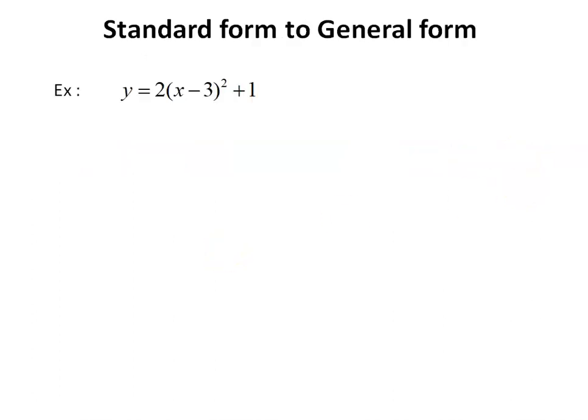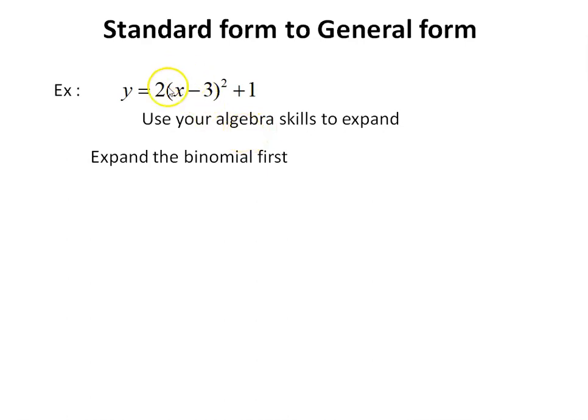So how to convert from standard form to general? Well, this is probably the easier of the two conversions, because general form is the one where everything is all multiplied out. So all you have to do is use your algebra skills and multiply everything out. As a first step, you would expand this binomial. Remember that x minus 3 squared means x minus 3 times x minus 3. So it becomes this after you FOIL or double distribute.